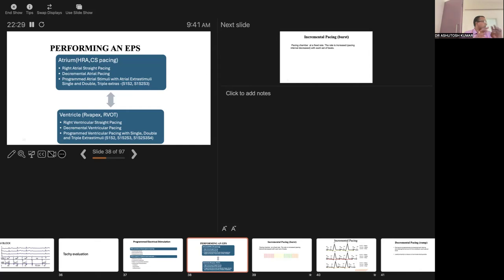That's why, although we sometimes bypass it, the protocol is you have to show from two spaces, 2 cycle lengths, with and without isoprenaline. Then it is completed. You have given all these drugs and the patient is not inducing any tachycardia, which means the EP study is negative for inducible tachyarrhythmias from the ventricle. When you are coming to the atrium, there is no change of site like RVOT. You have to just show with and without isoprenaline, incremental, decremental, and extras, and after that you have to pace it.